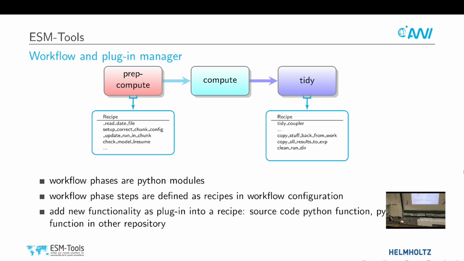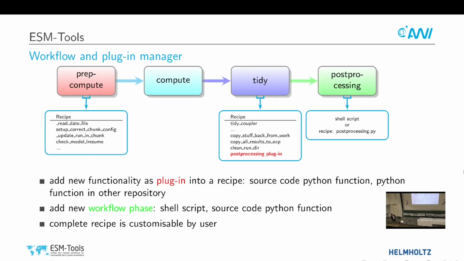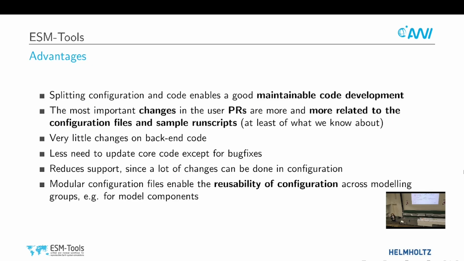Okay. So you can add either a function call to the recipe, so then you have to change the code a bit, or this can also be coming from a different Git resource. And you can actually add a completely new phase to the whole process, and in this case you can also add a shell script, so there is the possibility to add functionality to the tool without changing the code. This is the last two slides.